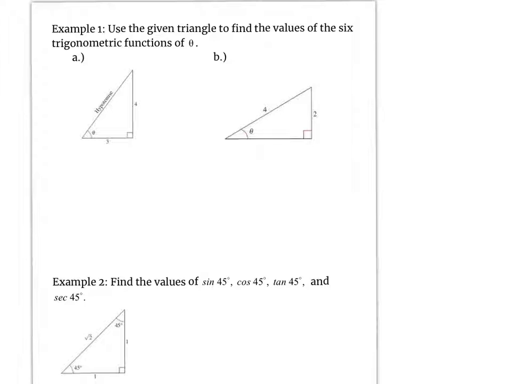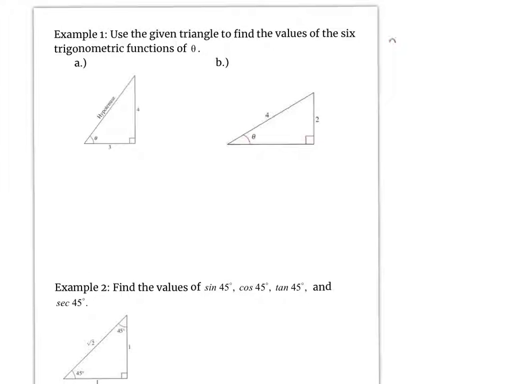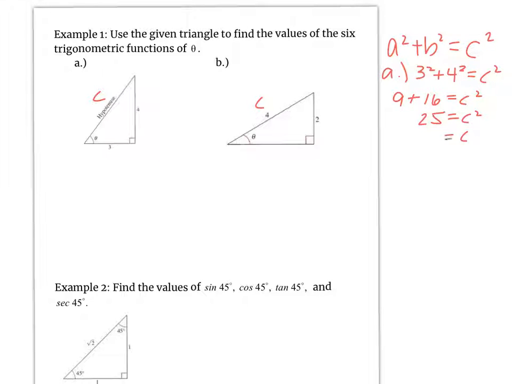Now, you'll notice that for each of these right triangles in example 1, we only have 2 sides. Remember that the Pythagorean theorem gives us the third side of any right triangle. We can use a squared plus b squared equals c squared in order to find the missing side. So for a, that would be 3 squared plus 4 squared equals c squared, remembering c is always the hypotenuse. So 9 plus 16 equals c squared. 25 is c squared, so c is 5. So this would be a 5 on the hypotenuse.